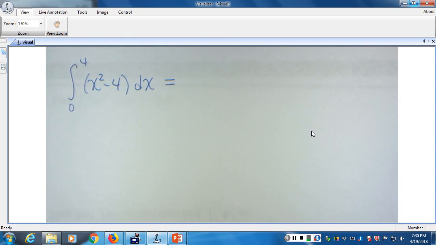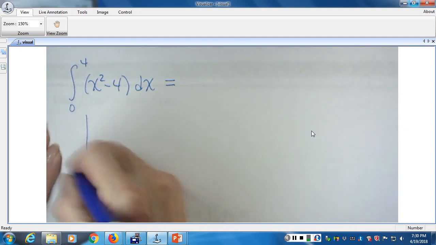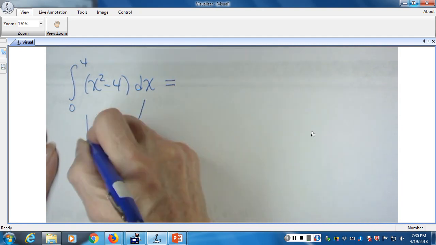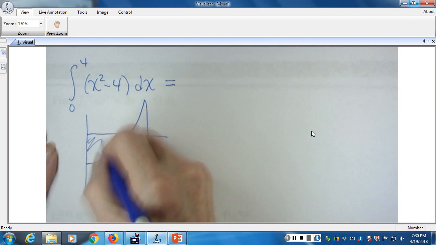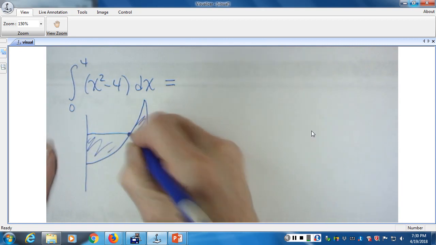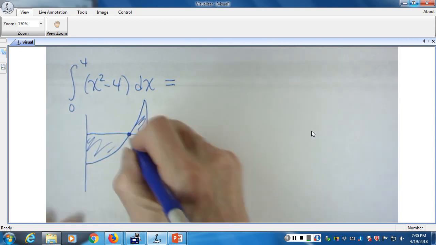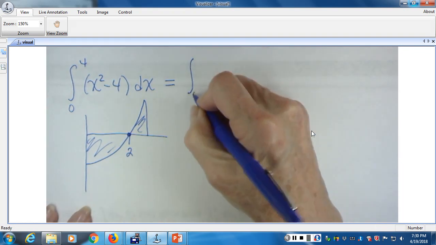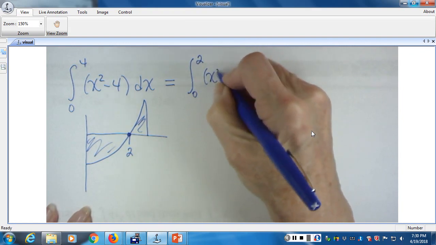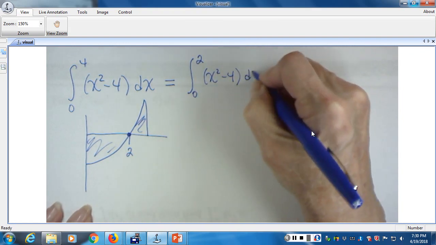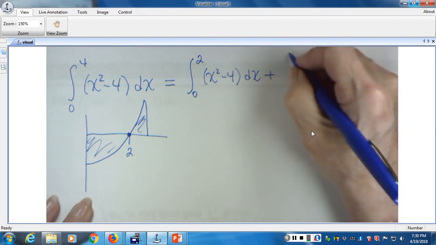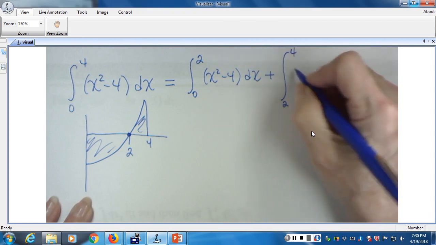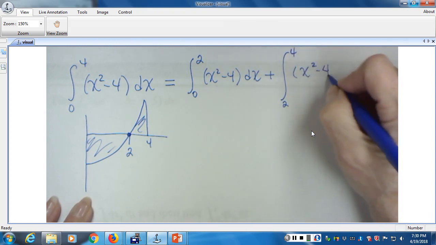Okay, so because we realized by looking at the graph that this is what happened, we got some area here and here, and that this place where that changed from being below to above was at x equals 2. We break the integral up and go from 0 to 2, x squared minus 4 dx, plus the integral from 2 to 4 of the same function, x squared minus 4 dx.